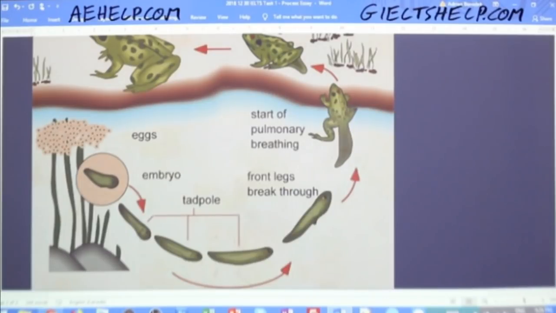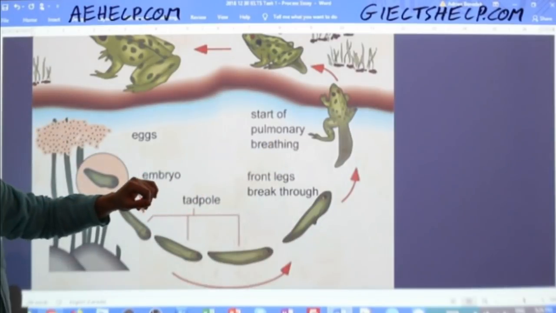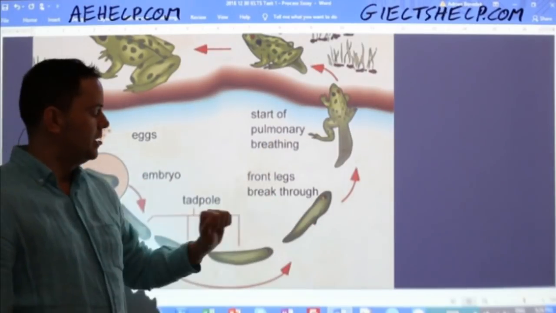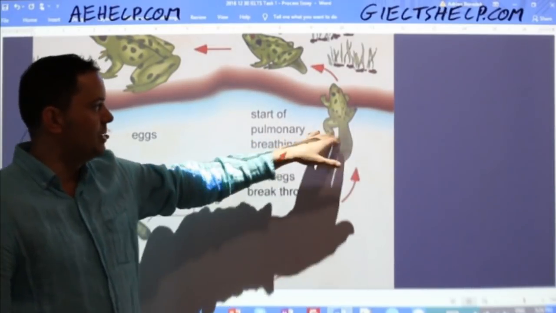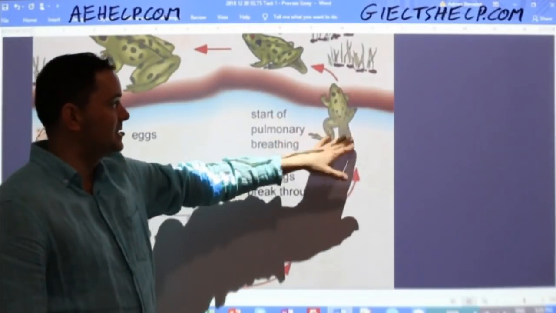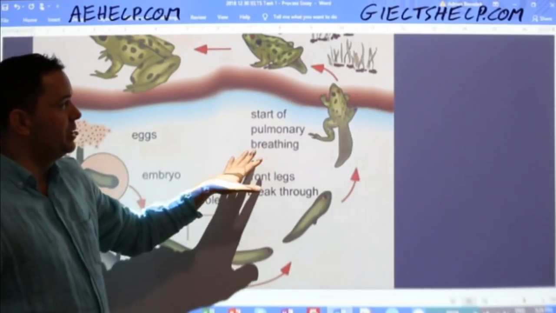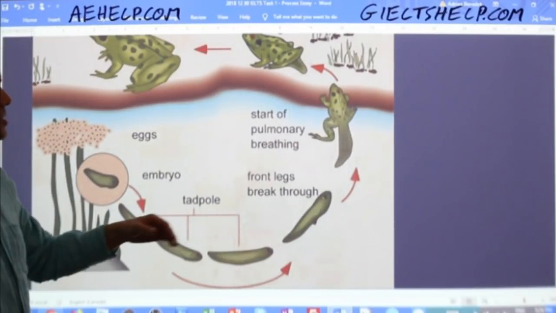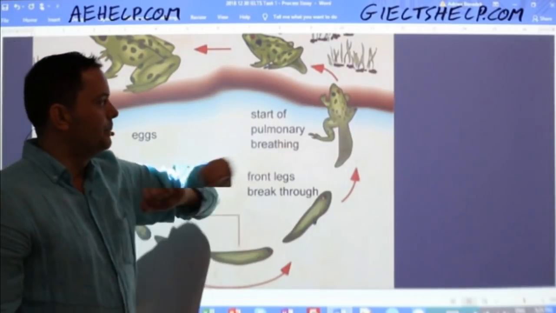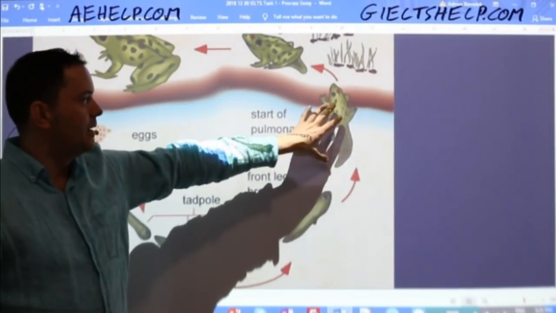Some amazing leaps and bounds in the development of the frog here. You can see that now this tadpole is becoming a creature that looks a lot more like a frog. It's got front legs, back legs. It's still got this long tail. But above all, it's now starting its pulmonary breathing, which means it's able to breathe the oxygen on land, okay? So it's no longer using gills, but it's using lungs to breathe air. So let's describe this phase here, okay?